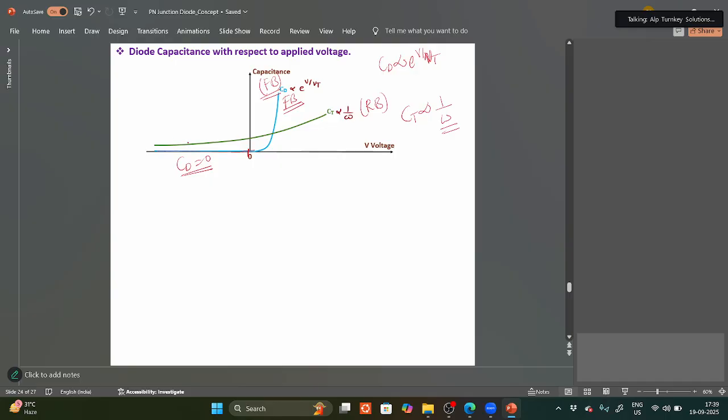And here, the transition capacitance is there in reverse bias. As width increases, CT decreases. See here, as you increase more and more voltage, the width increases, and as width increases, CT decreases. In forward bias, the width decreases, and as width decreases, CT increases. That's why it is increasing in the forward bias and decreasing in the reverse bias.